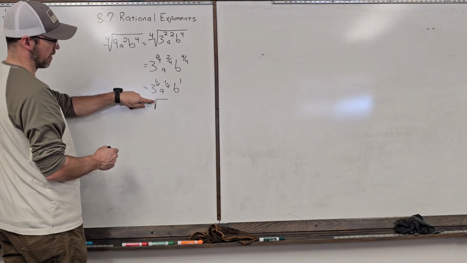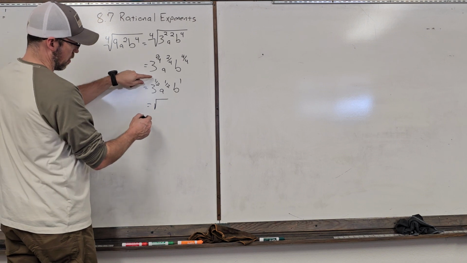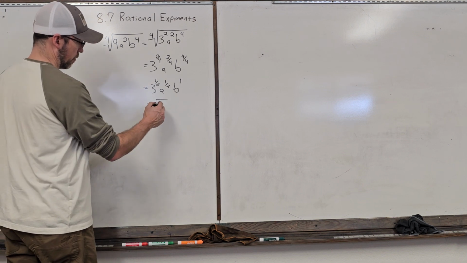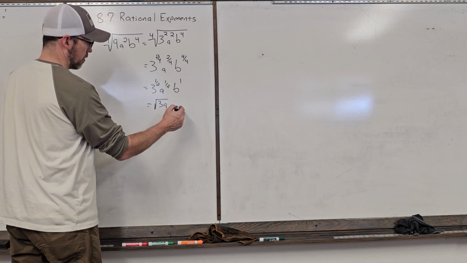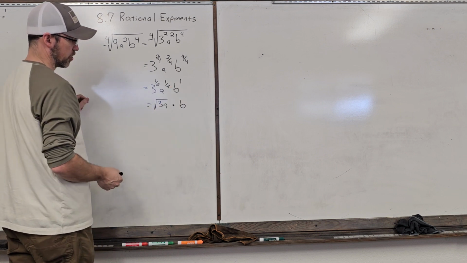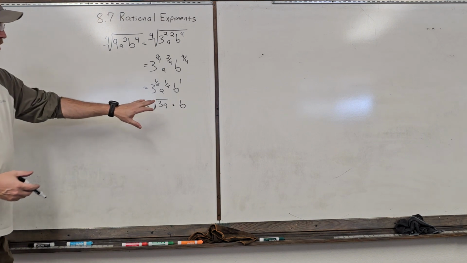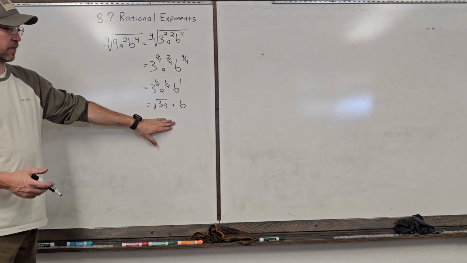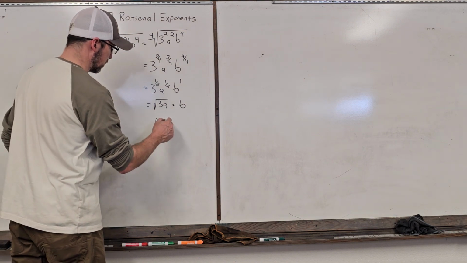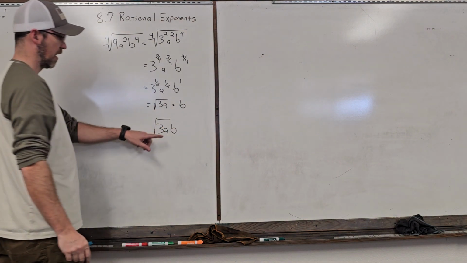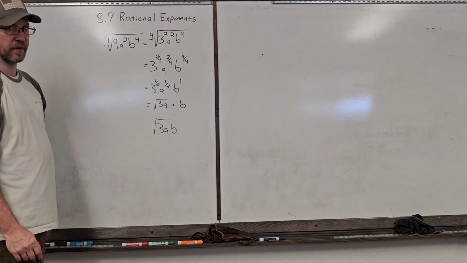The 2 is my index on the outside. My 1 is the exponent. So I'm going to have 3a times b to the 1st, which is just b. Now, I would never leave an answer like this, because if you don't write it really neat, you can do something like this. And I'm going to think that that b is under your radical.